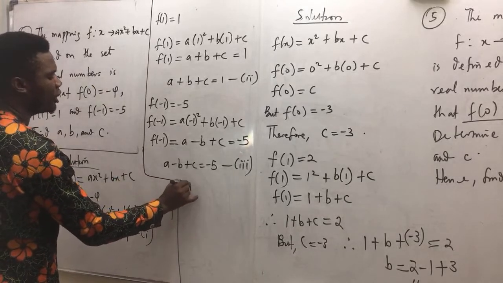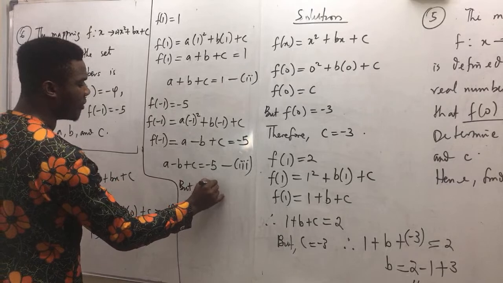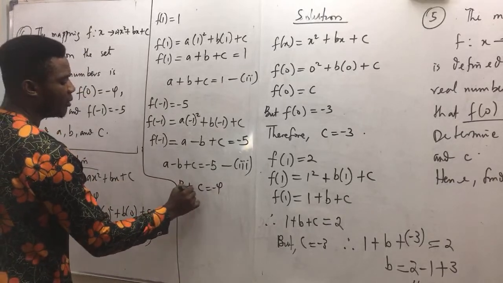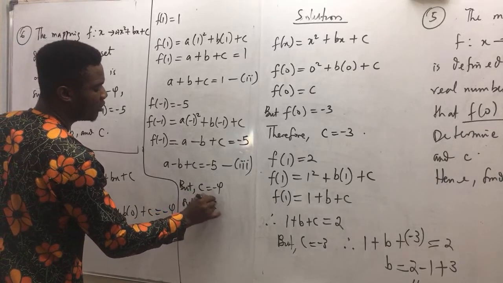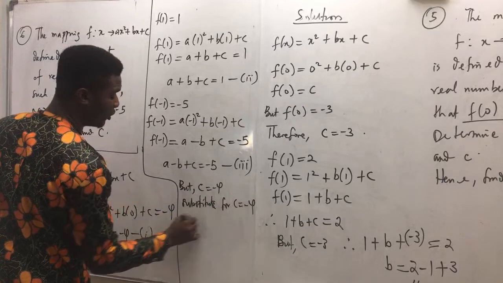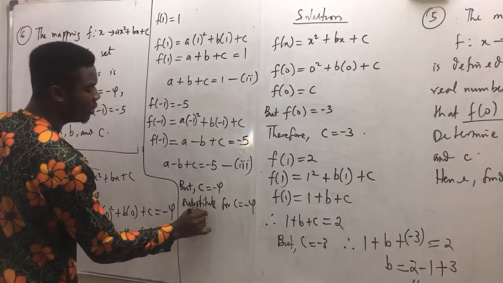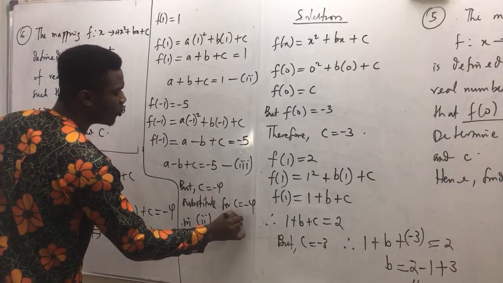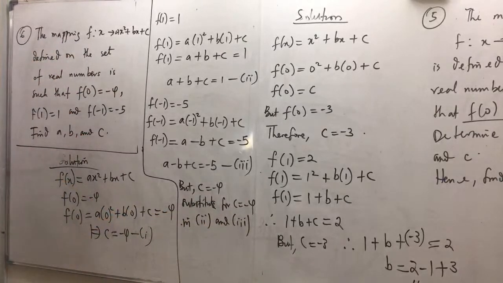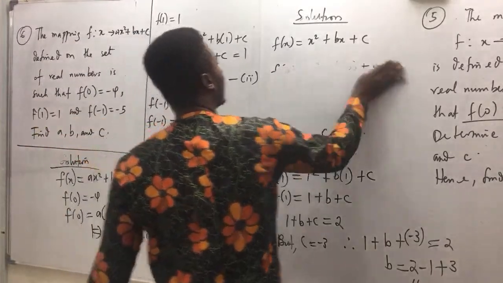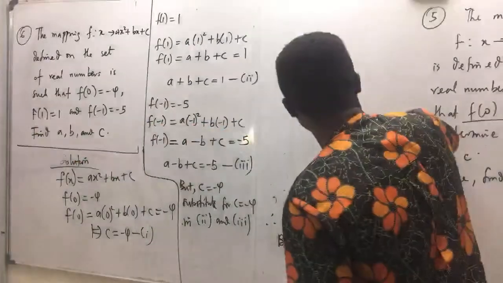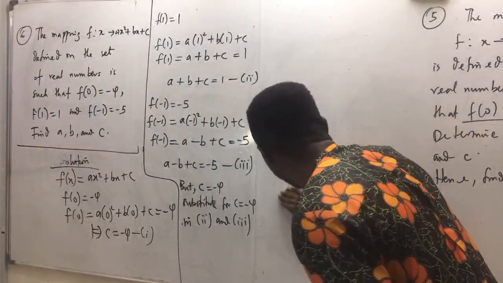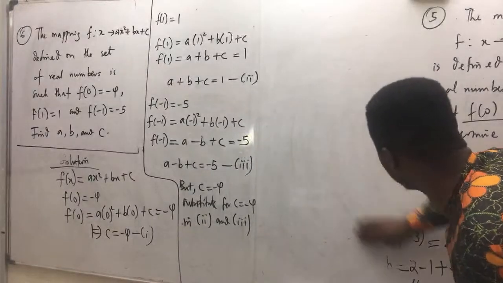But we know c to be minus 4. So I would say, but c equals minus 4, substitute for c equals minus 4 in equations 2 and 3. So we will now put the value of c equals minus 4 in equations 2 and 3. I hope you follow. If you put the value of c into equations 2 and 3, what that will give you will be the next thing I'll be writing on the board.